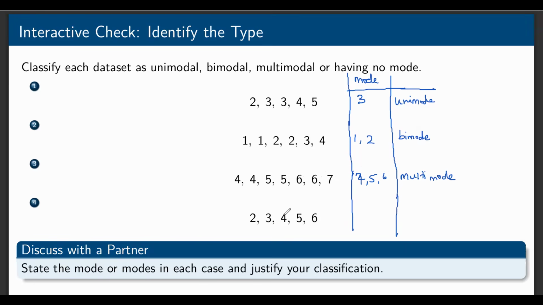Then we have 2, 3, 4, 5, 6. All the numbers occur just once. None of them occurs more than the others. So here the mode is none, nothing. So this is a no mode. So here is how to go about classifying each of these data sets.